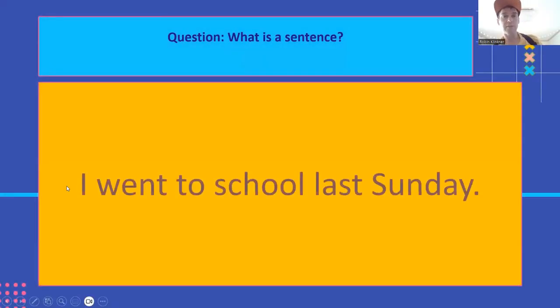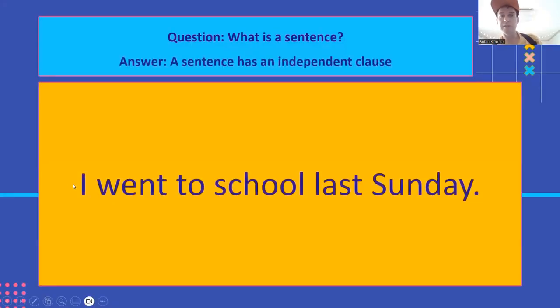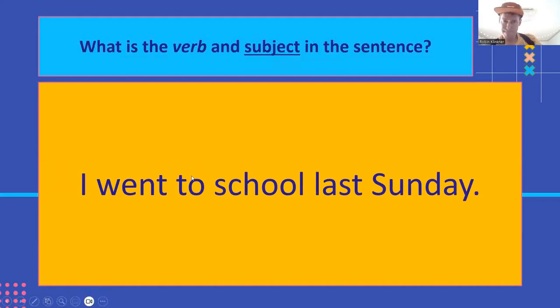So what is a sentence? A sentence has an independent clause. I went to school last Saturday. Here's an independent clause. I, subject, went, verb, complete thought. So a sentence is basically an independent clause. What is the verb? What is the subject? I is the subject, went is the verb. Okay.